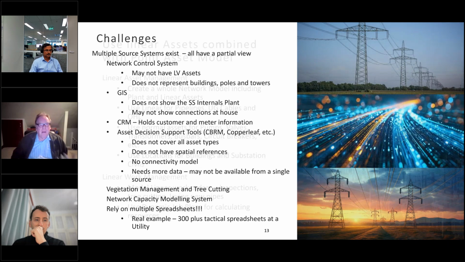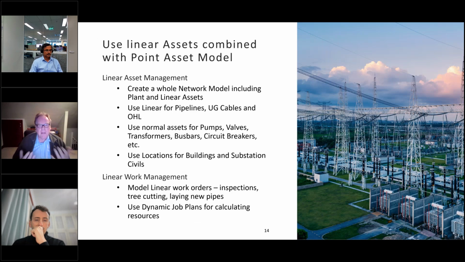So what's the solution? Use linear assets and combine it so you have a holistic asset model with the point assets, such as the transformers or the pumps, with the linear assets, such as the overhead lines and the underground pipes. For the underground pipes and for the spatial assets, we're using linear referencing. And for normal assets, we're using a typical hierarchy in a consolidated asset model.